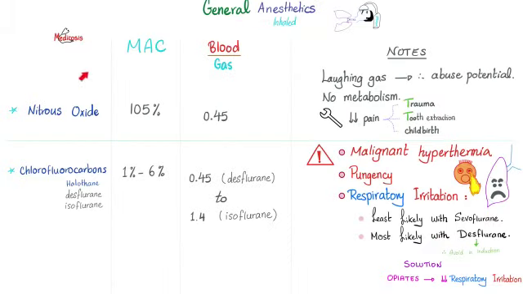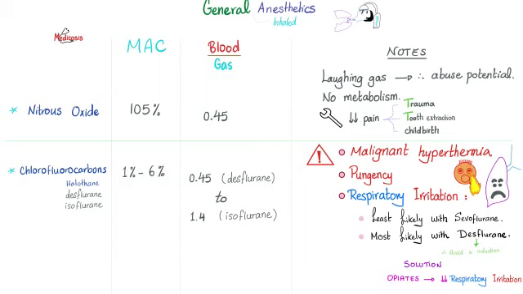General anesthetics, we have the nitrous oxide on one hand and the chlorofluorocarbons on the other hand. Halothane, desflurane, isoflurane, enflurane, sevoflurane, etc. Each one has a MAC and has a blood to gas ratio. The higher the MAC, the lower the potency. A low blood to gas ratio means a quick recovery from the anesthetic. Nitrous oxide is the laughing gas. We had great stories about it in the previous video, and it has abuse potential, of course. No metabolism, no pain. We use it in cases of trauma, tooth extraction, and childbirth.